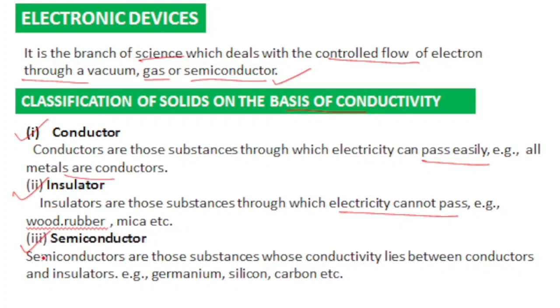And last, semiconductor, the third type, is very important, and it is the main discussion of this chapter. Semiconductors are those substances whose conductivity lies between conductors and insulators. For example, germanium, silicon, carbon; all these are semiconductors which have 4 electrons in the outermost shell. Now these are the classification of solids on the basis of conductivity.